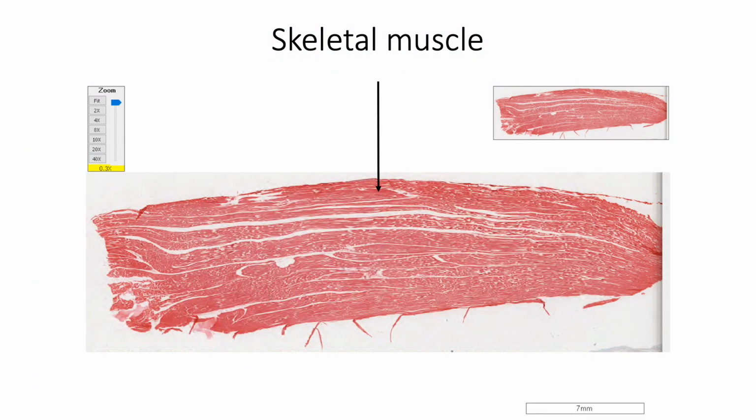Skeletal muscle is made up of long muscle fibers held together by collagenous sheaths. These fibers are multinucleate because they are structural syncytium developed by fusion of about 50 to 100 myoblasts.